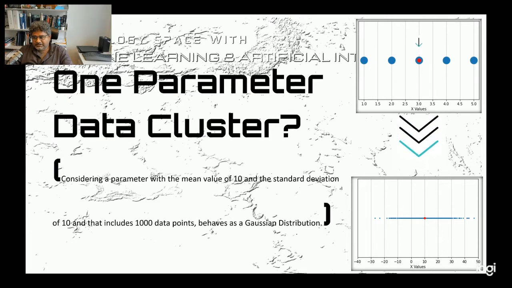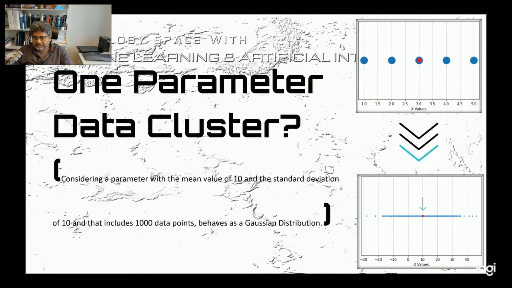Here I'm considering a large-scale data set in my bottom plot, which consists of almost 1,000 data points. In this data set, I am representing a data distribution which is Gaussian. We will discuss what is Gaussian at a later stage in this presentation. This Gaussian distribution has a mean value of 10 and a standard deviation of 10. The mean value of 10 is represented in this plot by a red dot, and the data set itself is represented by blue dots in the same bottom figure.